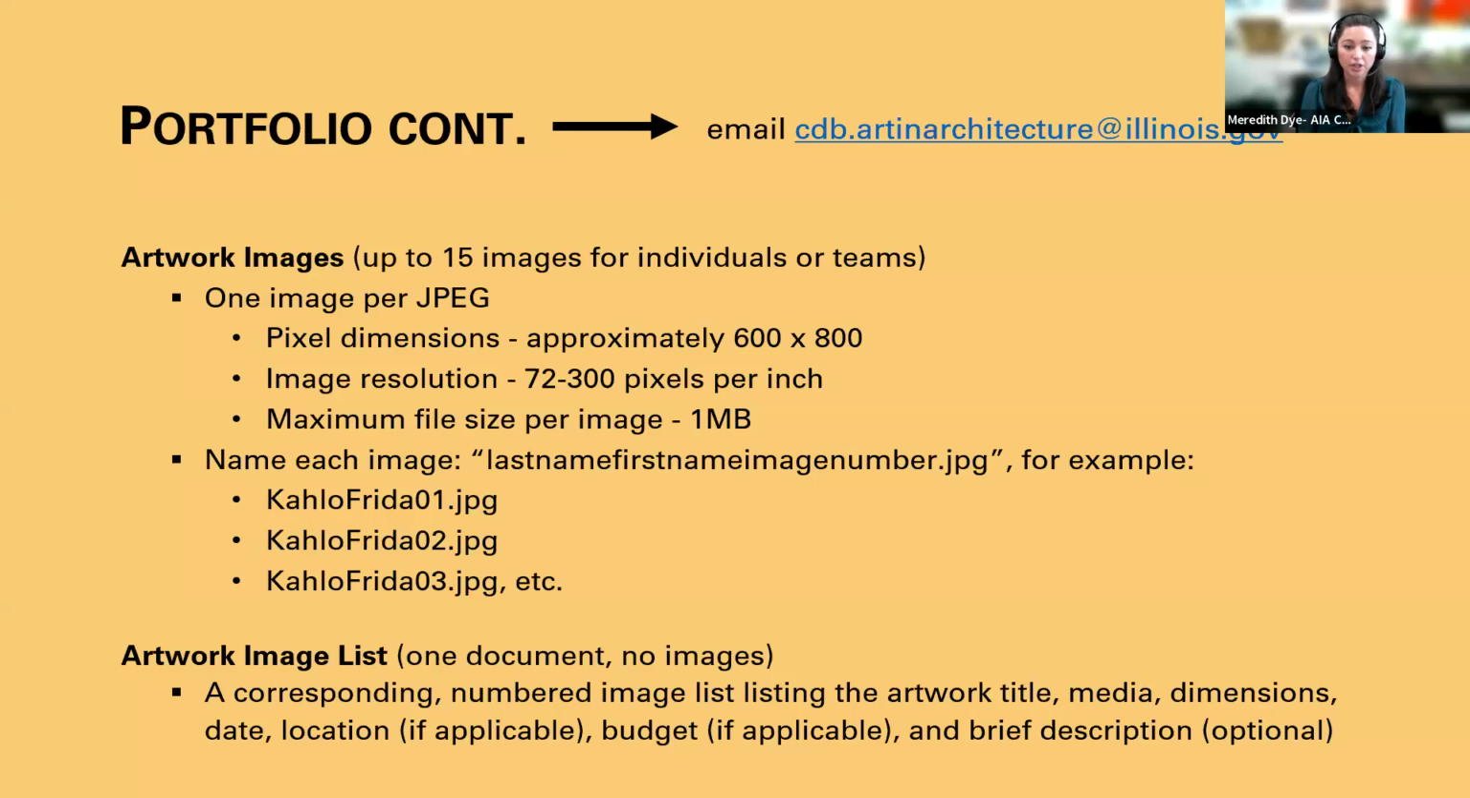So whatever you list on your image list for a purchase price is what you would be paid in the end if you are selected. But again, if it's a project for a commission, you don't have to include any kind of numbers or costs if you don't want to.